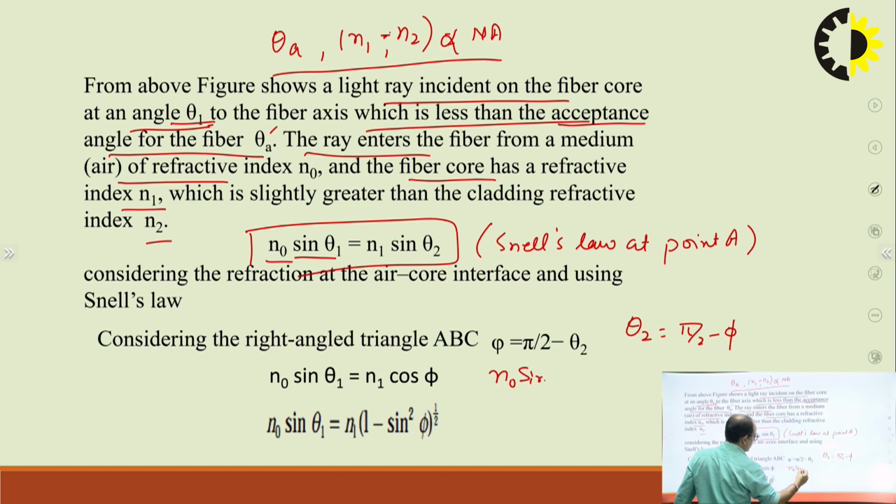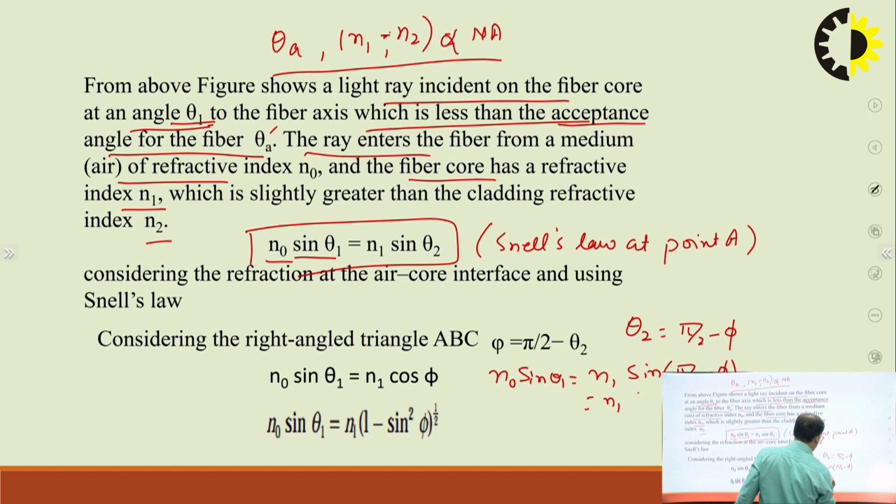Just put the value of theta 2 in this equation, and you will get n naught sin theta 1 is equal to n1 sin of (pi by 2 minus phi), and this will be equal to n1 cos phi. So n naught sin theta 1 equals n1 cos phi, and this cos phi can also be written as (1 minus sin square phi) to the power 1 by 2. This is n naught sin theta 1.